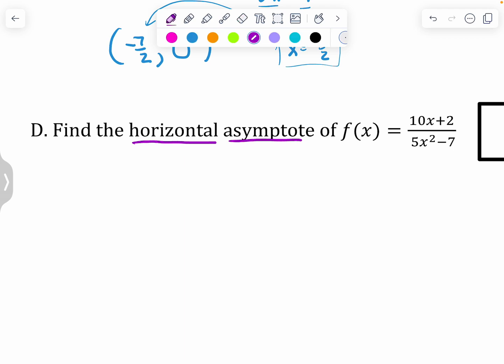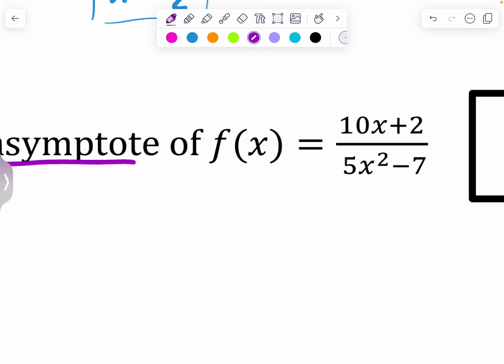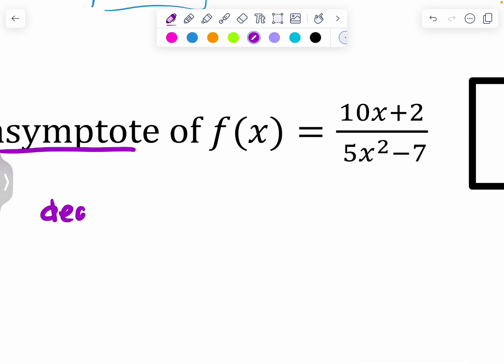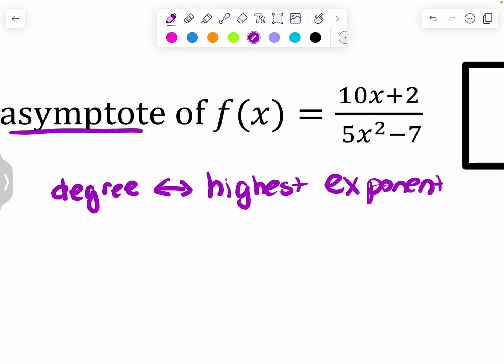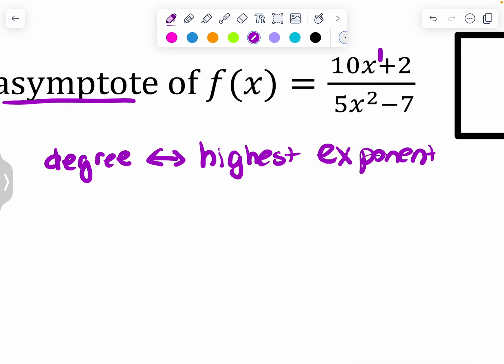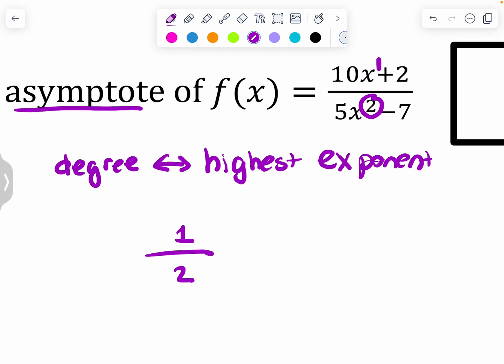And the shortcut that we learned is we can just look at the degrees, and the degree is just a fancy phrase for the highest exponent that you see, and you compare the top to the bottom. So the highest exponent I see on top is a 1. The highest exponent downstairs is a 2. When your exponent is bigger downstairs, this denominator carries a lot of weight. It drags the whole thing down to 0.